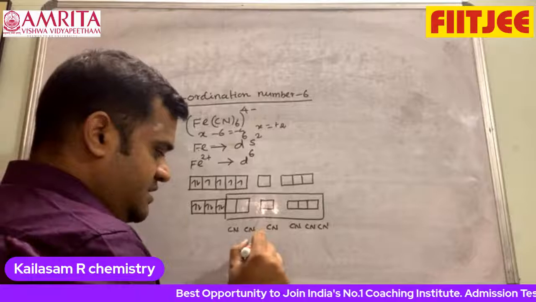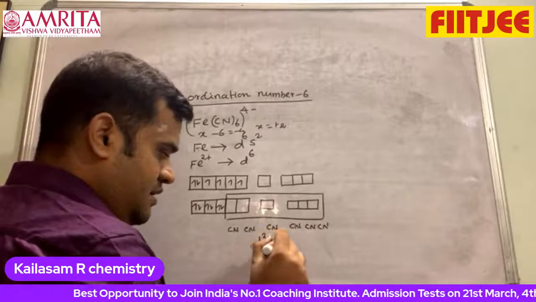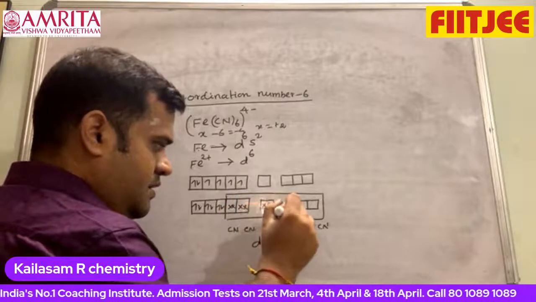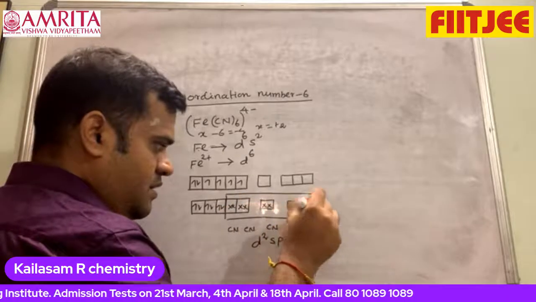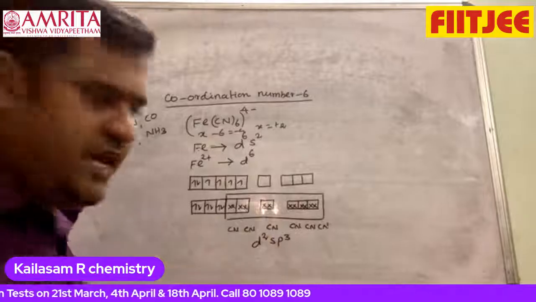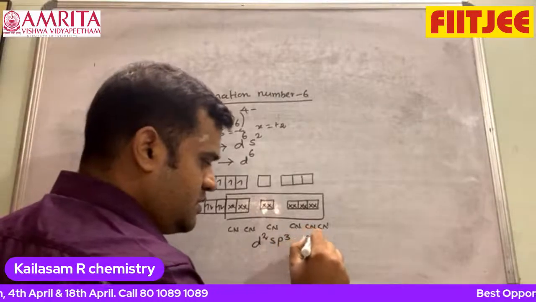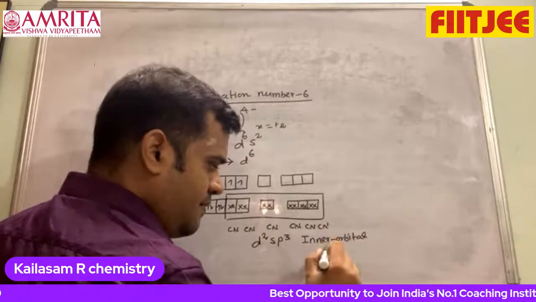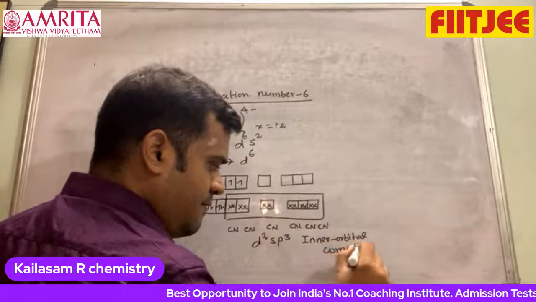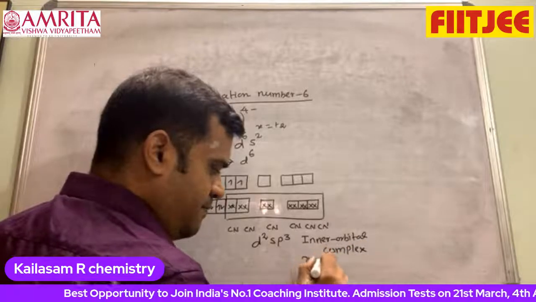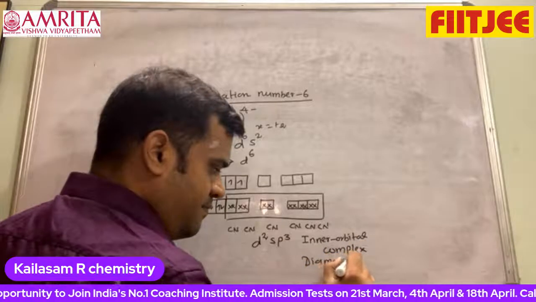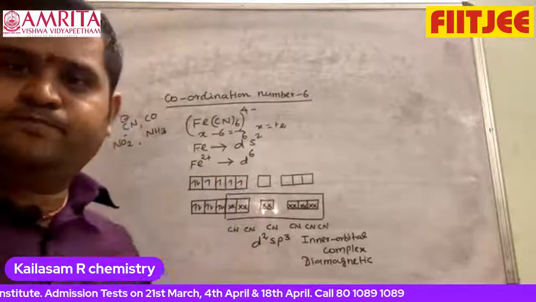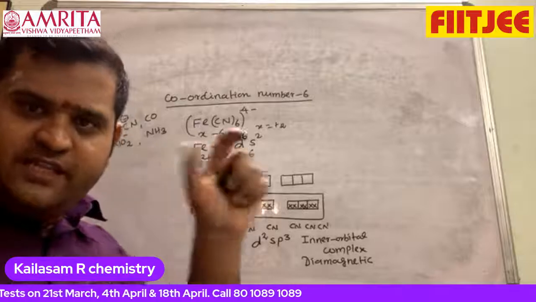Therefore, this is d2sp3 hybridization. When it is d2sp3 hybridization, we can say it's an inner orbital complex. It's diamagnetic. This is what you want to find out. Find out the oxidation state, then do that.